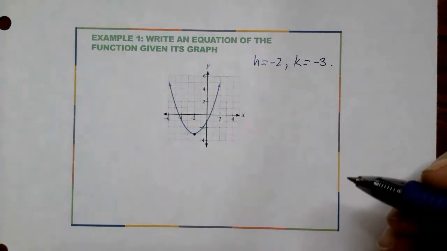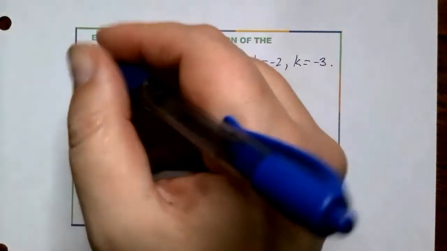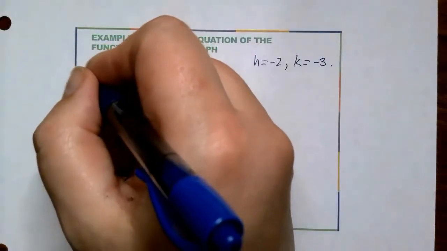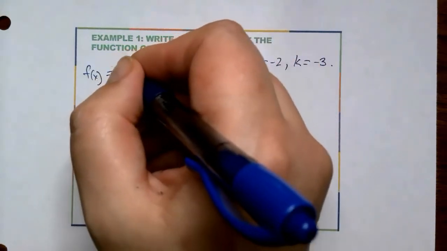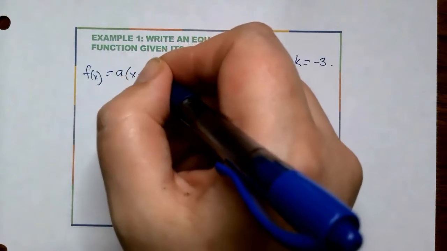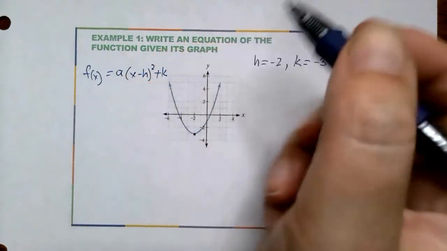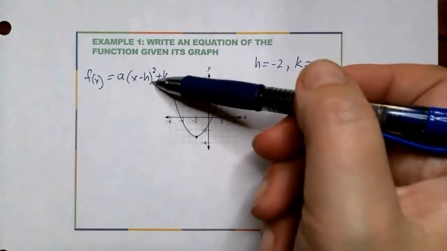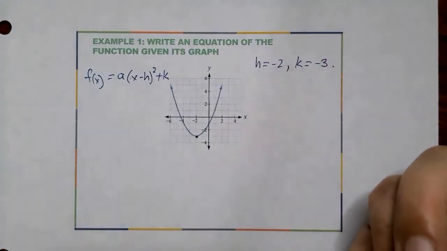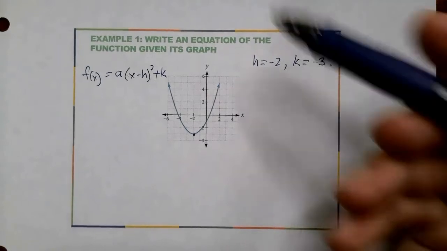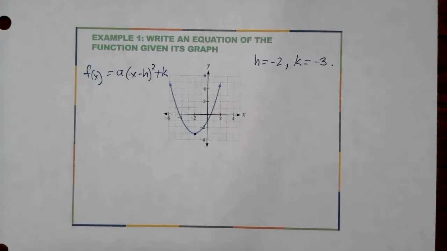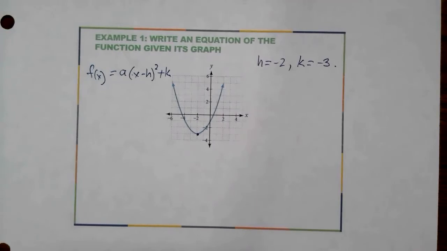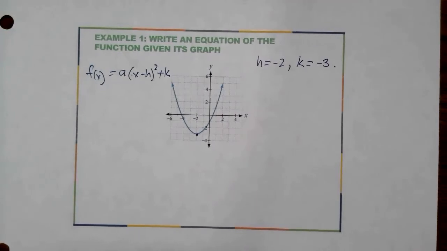So what we also need is a. Let's recall that our standard form is a times x minus h squared plus k. So in order to write this equation, we need h, k, and a. We already know h and k, and we can substitute them in. But now how do we figure out a? That's where the two different methods come in. The first method is just to eyeball it.